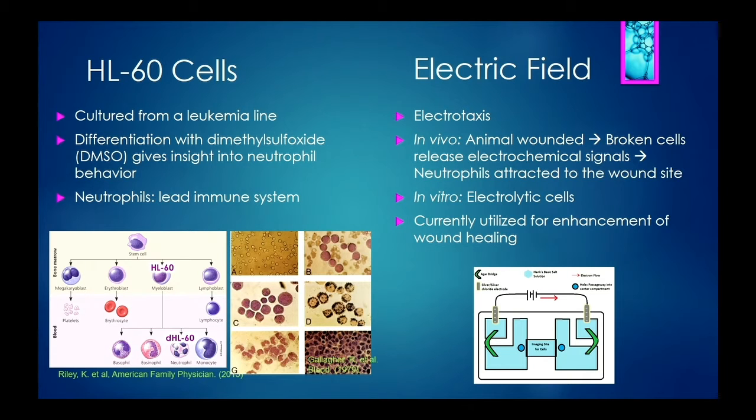So when an animal gets a wound, the neutrophils start running to that wound site, and they're able to do that because of electrotaxis, which is just the migration of cells because of an electric field. So the wound site becomes electrically negative, and that's what stimulates the neutrophils to go to that wound site. In the lab, we recreate this electrical gradient with electrolytic cells and agar bridges so that we don't electrocute the cells by just putting them in a direct current. And neutrophils are important because they lead our immune system.